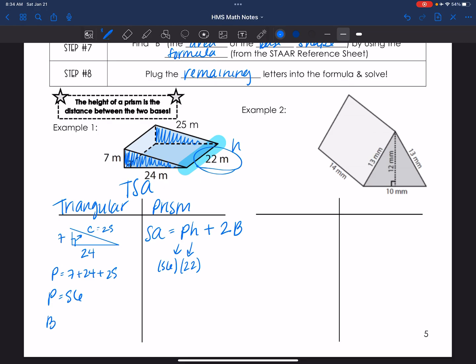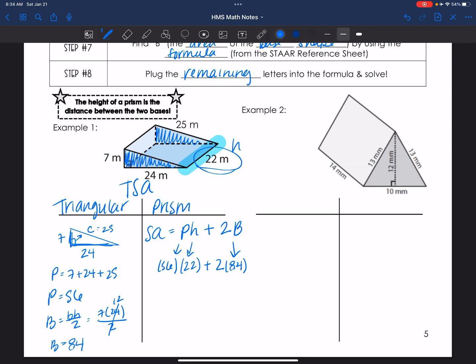Then the area of my base is base times height divided by 2. Well, I know the base and the height are always the two that touch that 90 degrees, right? It's just not the hypotenuse. So this looks like 7 times 24 divided by 2. And I'm just going to do 7 times 12, which comes out to 84. Plug him in. And let the calculator do the work.